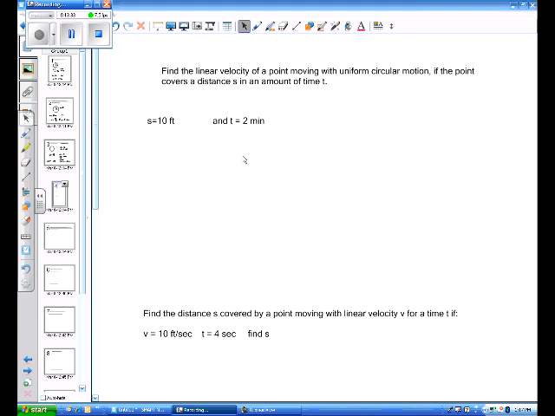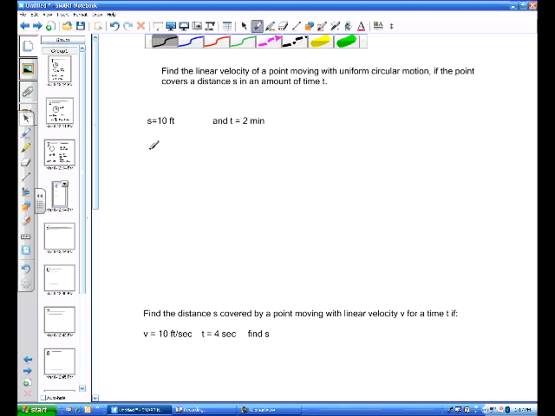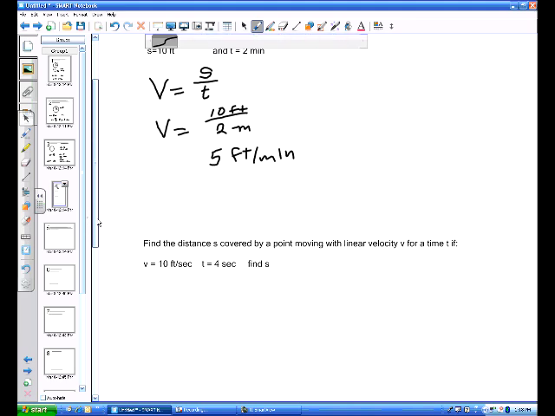Okay, so we'll look at our formula. We're wanting linear velocity. Our formula for linear velocity is v equals the distance traveled divided by the amount of time it took to travel that distance. So in this problem we have 10 feet in 2 minutes, so we're traveling at a rate of 5 feet per minute. In some problems we'll actually have to do some changing of units, but this one is a straightforward problem. Let's look at another one.